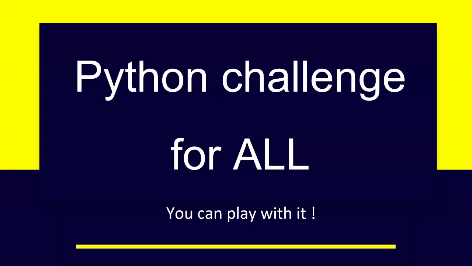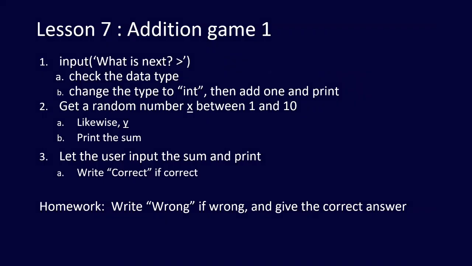Let's start from where we were last time. Last time we did lesson 7, editing game 1. So we did some X and Y generation and checking the inputs and checking whether the input is correct or not. And we wrote that it was correct if the user's input is correct. That was the last one. So homework: write wrong if wrong and give the correct answer.